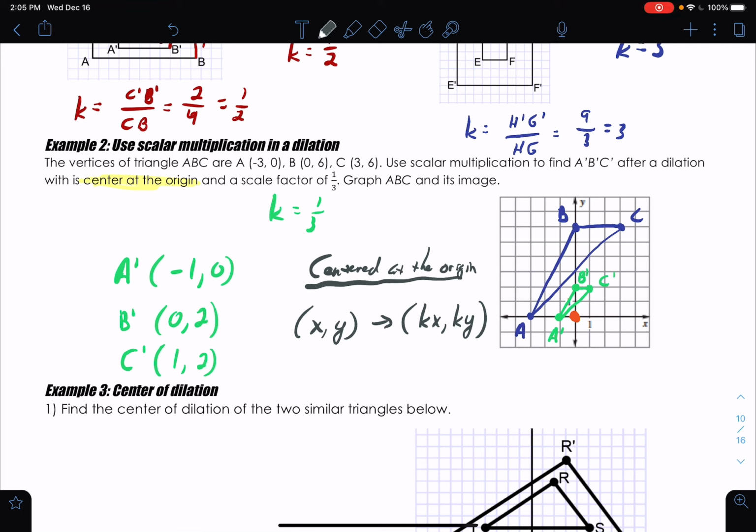In the next video, we'll talk about example 3, where our center is not the origin. How do we find that? How's that going to work?